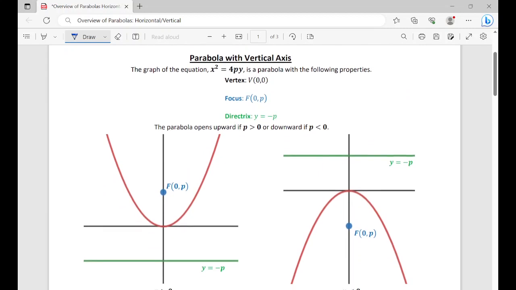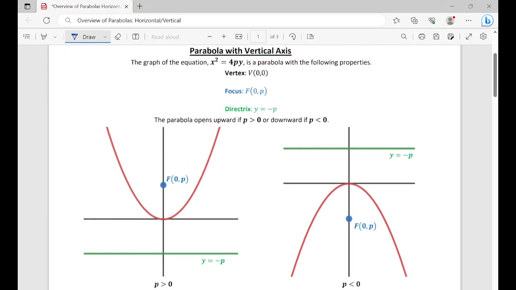So there's two kinds of parabolas. The first kind is a parabola with a vertical axis, just meaning a parabola that opens either up or down. So the graph of the equation x squared equals 4py is a parabola with the following properties. A vertex at 0, 0, so at the origin. The focus at the point 0, p, so it's going to be inside of the parabola, either going up or down. And the directrix, y equals negative p.